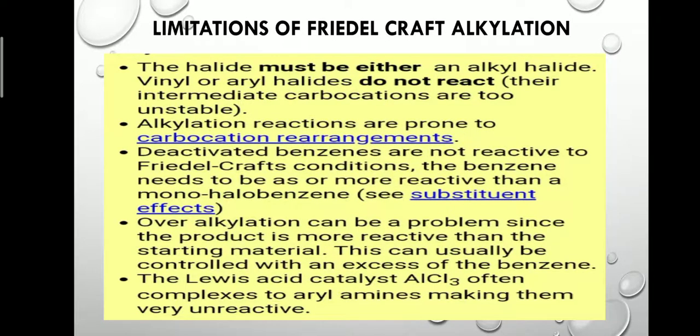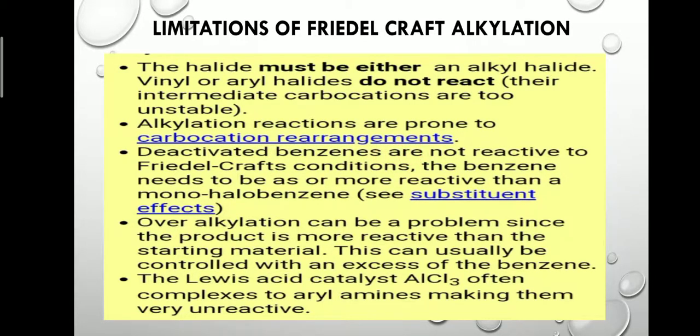The starting material should be an alkyl halide. It cannot be a vinyl halide or aryl halide. The reason is that when the electrophilic species is formed from a vinyl or aryl halide, it is very unstable. So we cannot take that as a starting material. The starting material has to be only an alkyl halide. Next, alkylation reactions are prone to carbocation rearrangements.